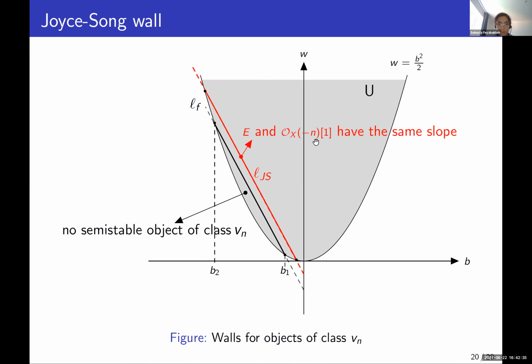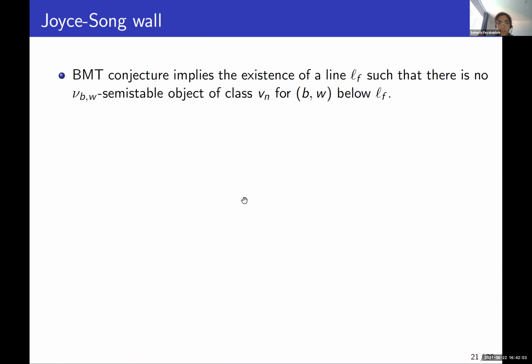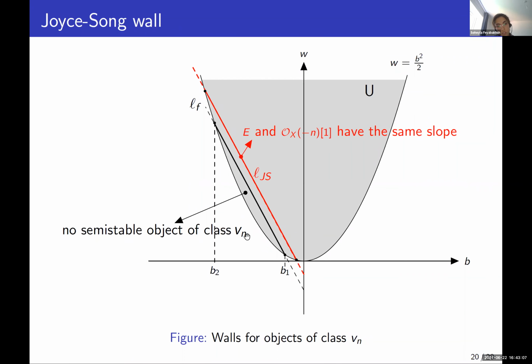So the first advantage of working with C_A^{S,B,N} is the existence of a line LF where there is no semi-stable object of C_A^{S,B,N} below this line. If we apply the BMT conjecture, we can show that there exists a line LF such that below this line there is no ν_{B,W} semi-stable object of C_A^{S,B,N}. And the good point is that if we choose N large enough, we can control the intersection of the line LF with the boundary of U, and we can make it close enough to the Joyce-Song wall. This fact helps us a lot to control all walls for C_A^{S,B,N}.